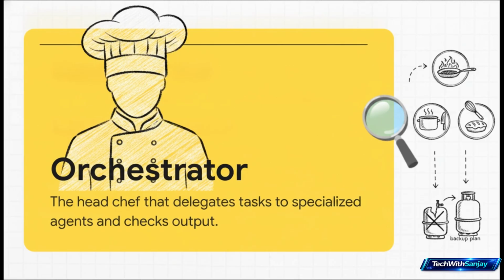You've got the grill station, the sauté station, the pastry station. Each one has its own specific tools. And here's the kicker. If the grill station runs out of gas, a good kitchen doesn't just burn down. They have a backup plan. Your AI agents need that exact same resilience when an API inevitably fails.